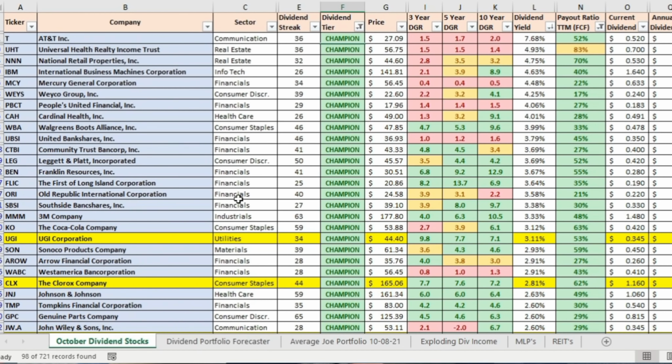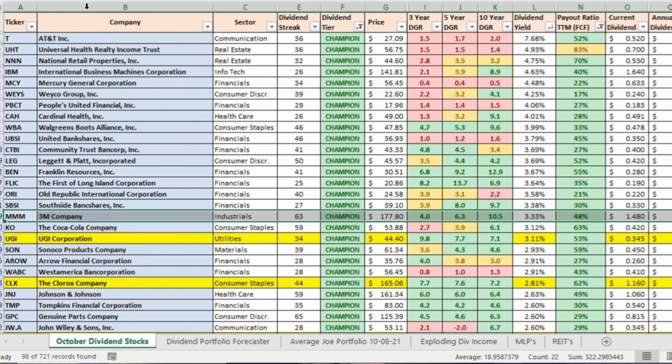We'll go with the 3M company. Really high quality dividend stock. Has a little bit lower growth rates here if we look at the 3, 5, and 10-year growth rates, but still got a strong yield, 3.33%. 48% on their free cash flow payout ratio.